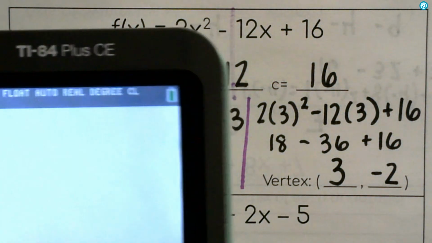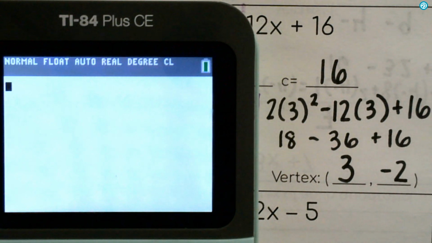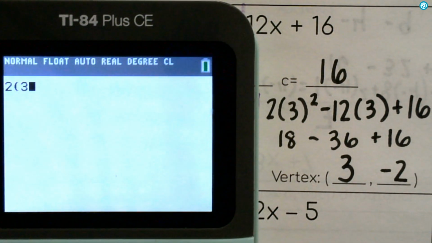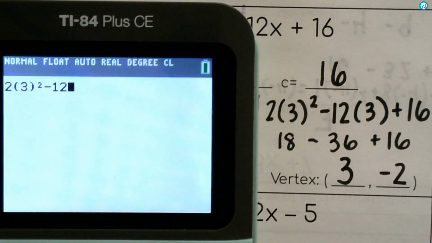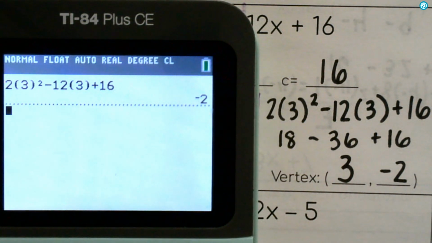Thank goodness for calculators to be able to check ourselves. So in a calculator, I would do 2 times 3 squared minus 12 times 3. Make sure you do minus there, not negative. It's not letting me put in multiple brackets. Plus 16. Let me come look at it. And you should get negative 2.